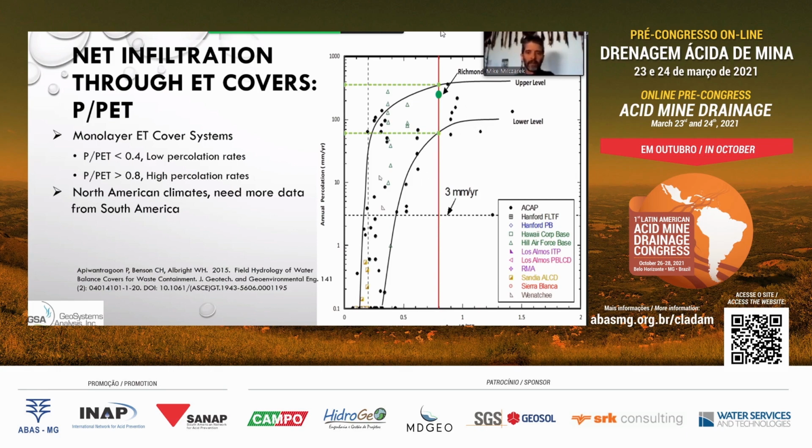Likewise, if you're around 0.4 or below 0.4, the annual net percolation rates tend to be quite low. So from this, we can say that you generally have low percolation rates below 0.4. If your P over PET ratio goes above 0.8, you can be expected to have high percolation rates regardless of the ET cover system. Now, this is for North American climates. We need more data for South American climates.